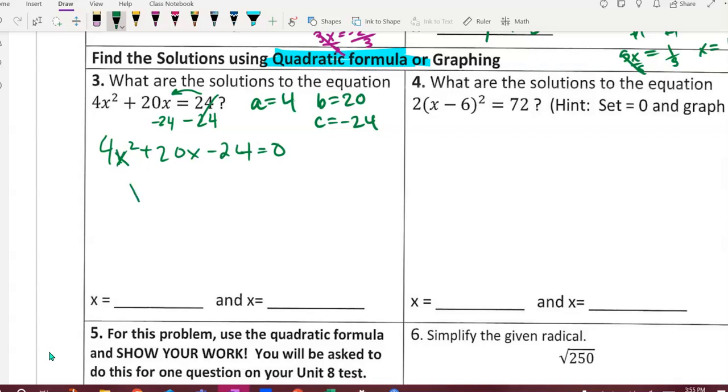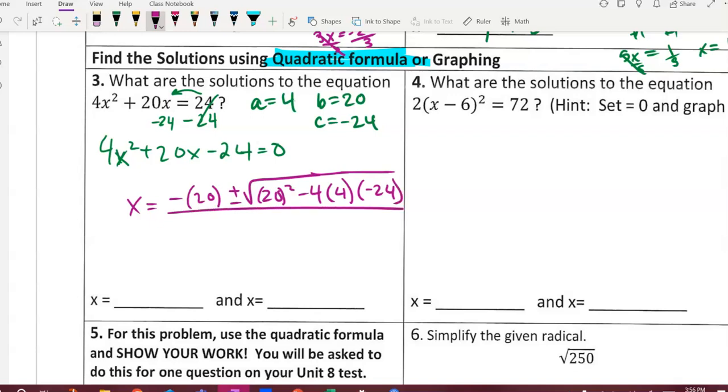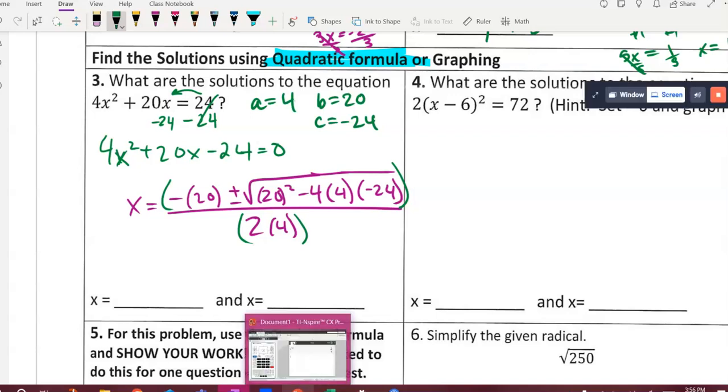Now that we have these, we can plug them into the quadratic formula, which I'm going to do in a different color. x equals negative B plus or minus the square root of B squared minus 4AC, all over 2A. All right, so as a reminder, don't forget to put big parentheses around the top and big parentheses around the bottom. Putting this in our calculator.